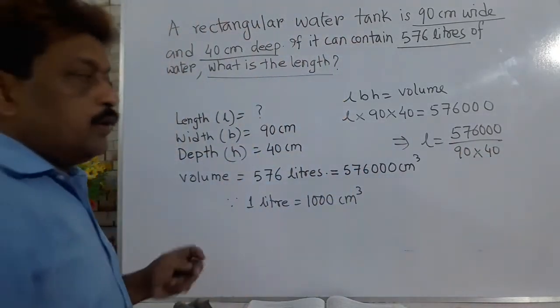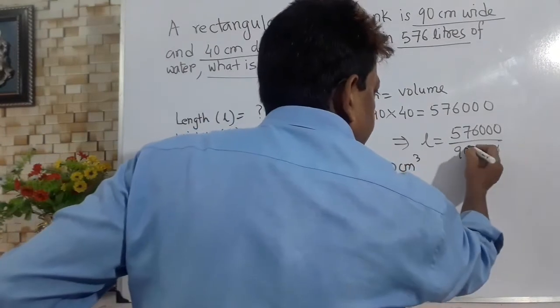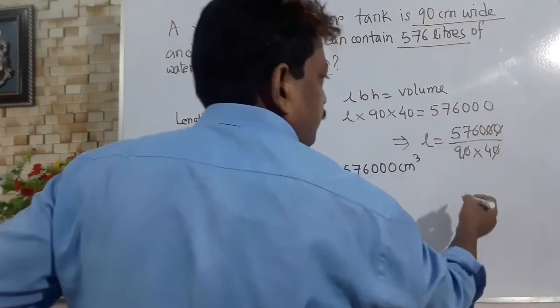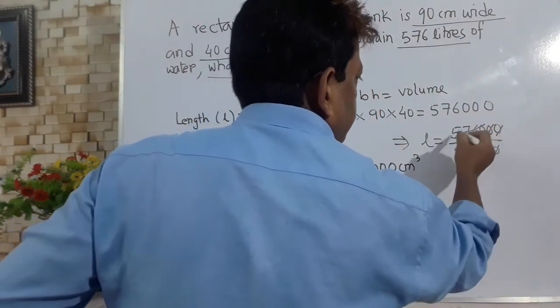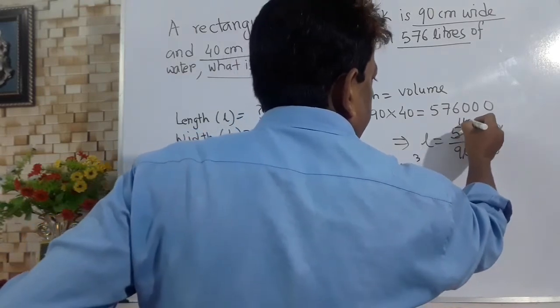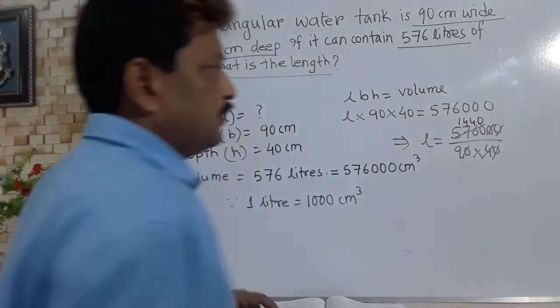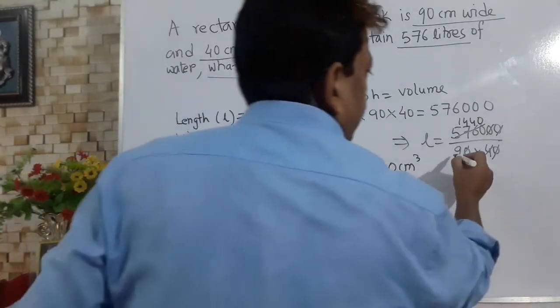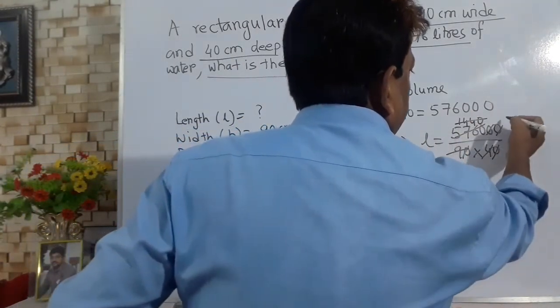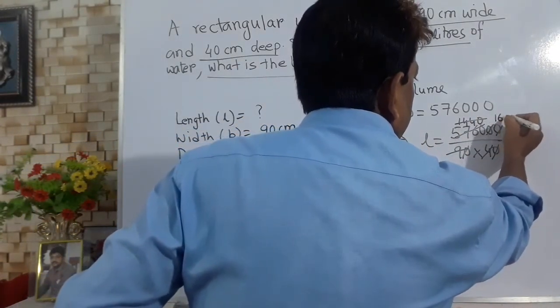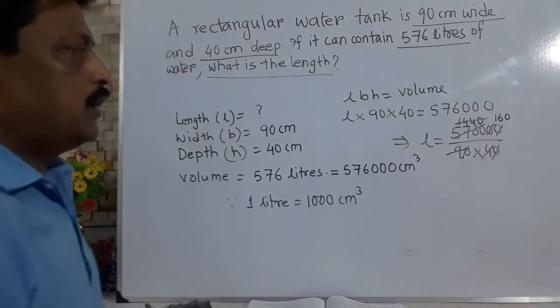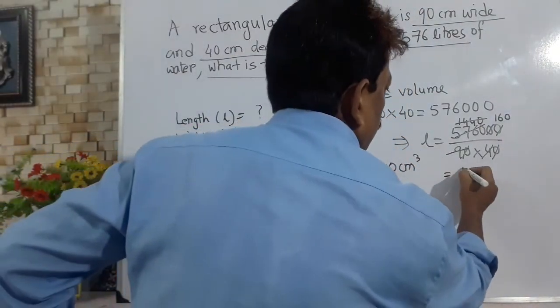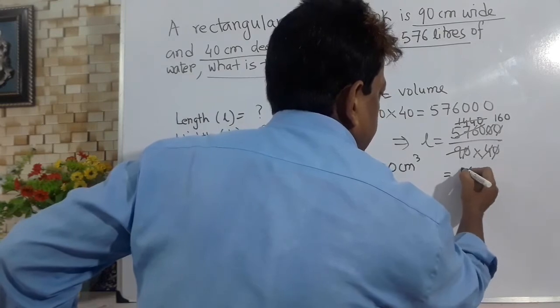Okay, so by cancelling, these two zeros are cancelled. 4 cuts 5760, so it is 1440. Then 9 cuts 1440, that will give you 160. Okay, so the answer is 160 centimeter.